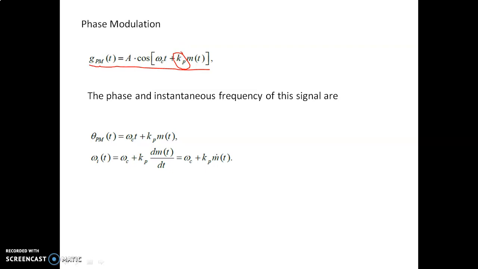The k_p is the parameter that determines how much change in the angle occurs for every unit change of m(t). So the phase and instantaneous frequency of this signal are: theta_PM(t) = omega_c t + k_p m(t), and omega_i(t) = omega_c + k_p dm/dt. So the frequency of the phase modulated signal is proportional to the derivative of the message signal.